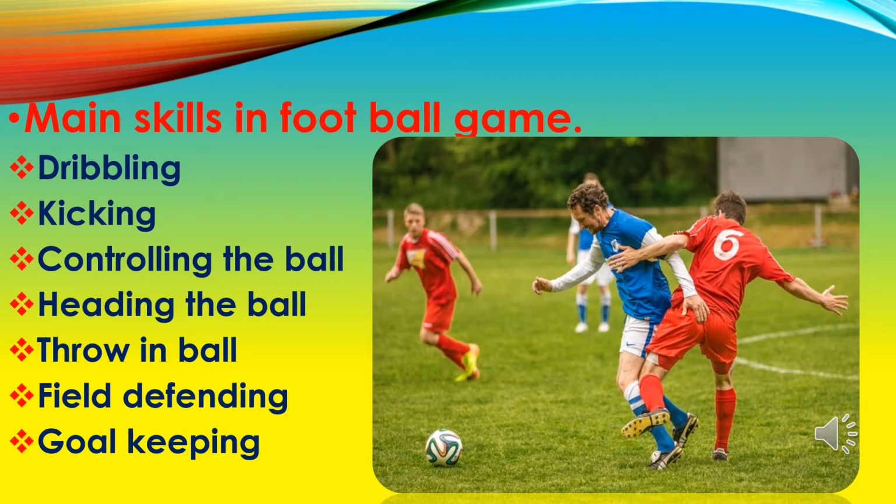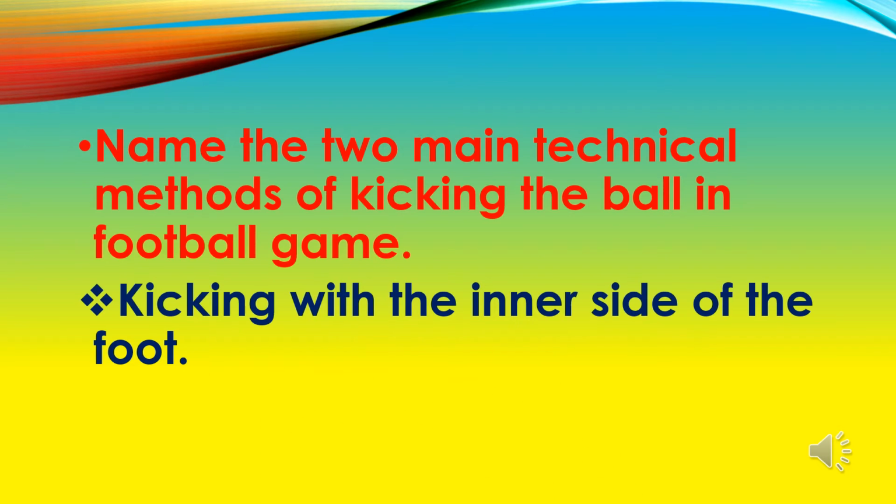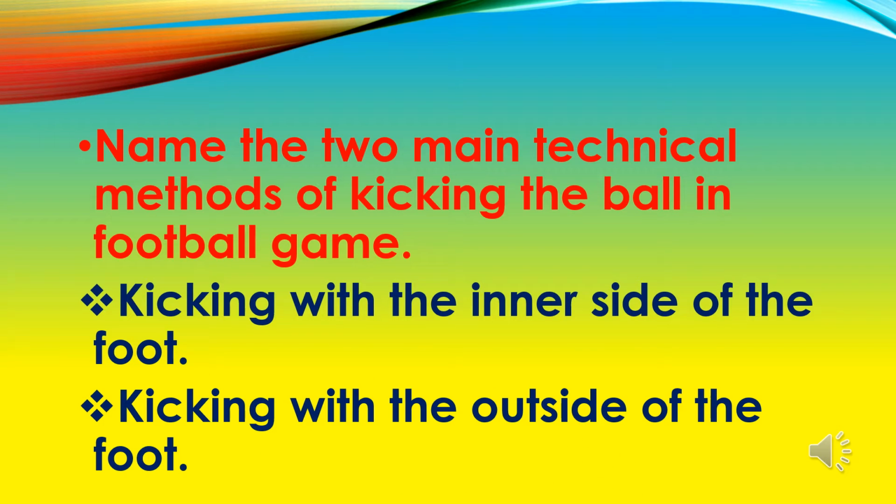Main skills in football game: dribbling, kicking, controlling the ball, heading the ball, throwing in ball, field defending, goalkeeping. Name the two main technical methods of kicking the ball in football game. Kicking with the inner side of foot, kicking with the outer side of foot.